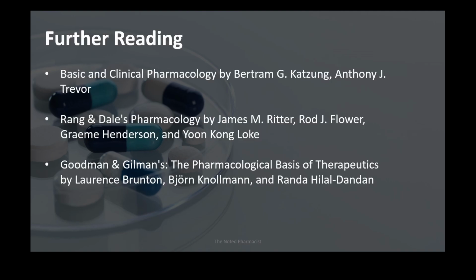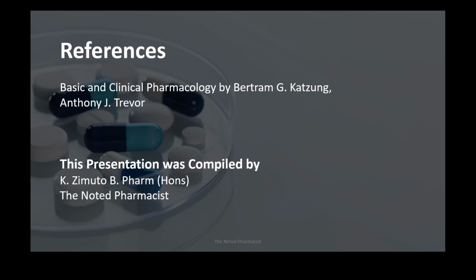For further reading, consider resources like Basic and Clinical Pharmacology by Bertram G. Katzung, Anthony J. Trevor, or Rang and Dale's Pharmacology, or Goodman and Gilman's The Pharmacological Basis of Therapeutics. My sources and references are Basic and Clinical Pharmacology by Bertram G. Katzung, Anthony J. Trevor, alongside other sources.